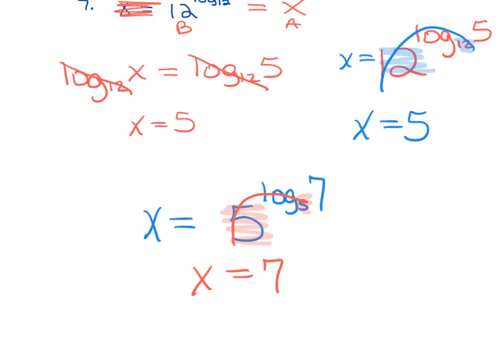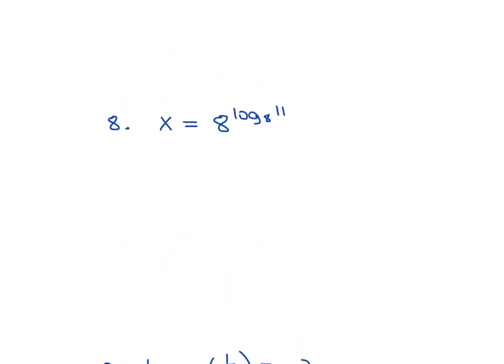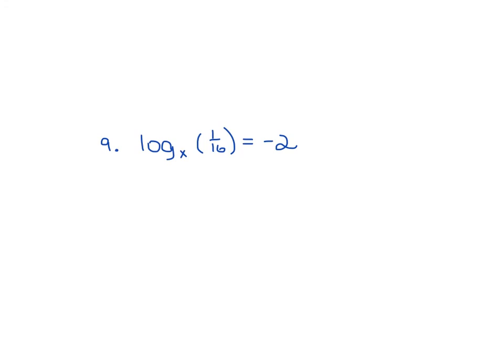Try the next one. Again, notice the base of the exponent is the same as the base of the log. It cancels. x equals 11. Number 9. Back to my Bay.